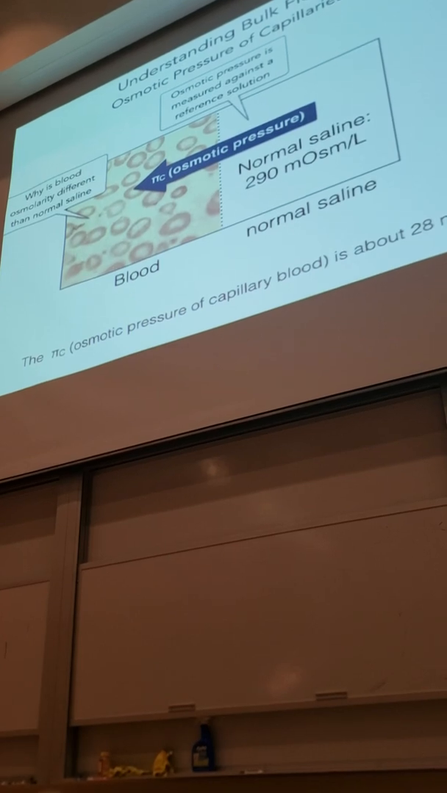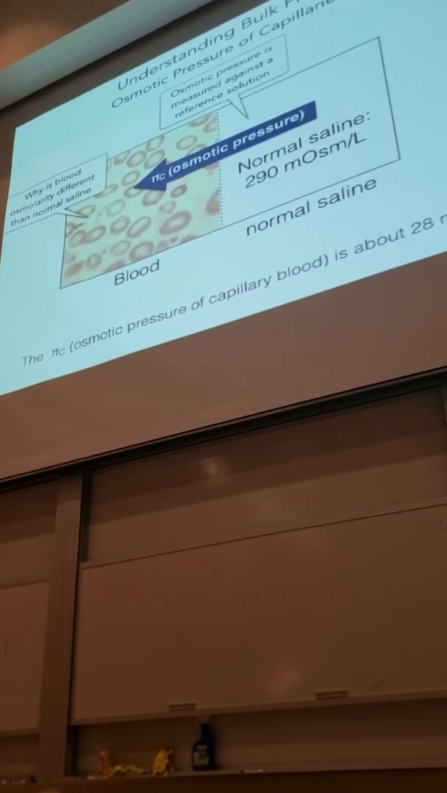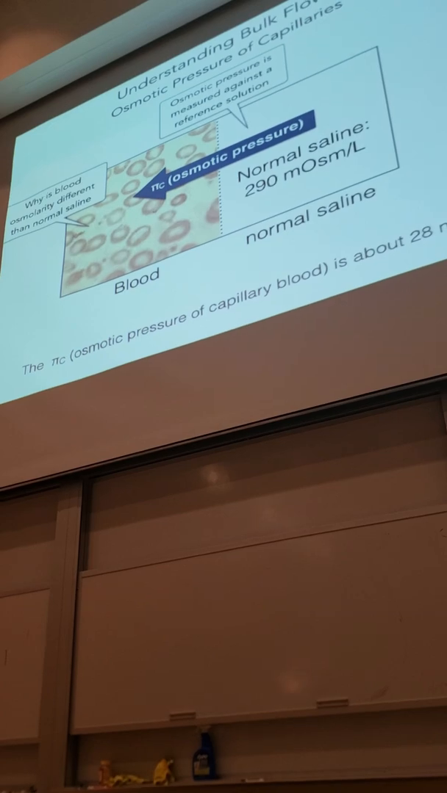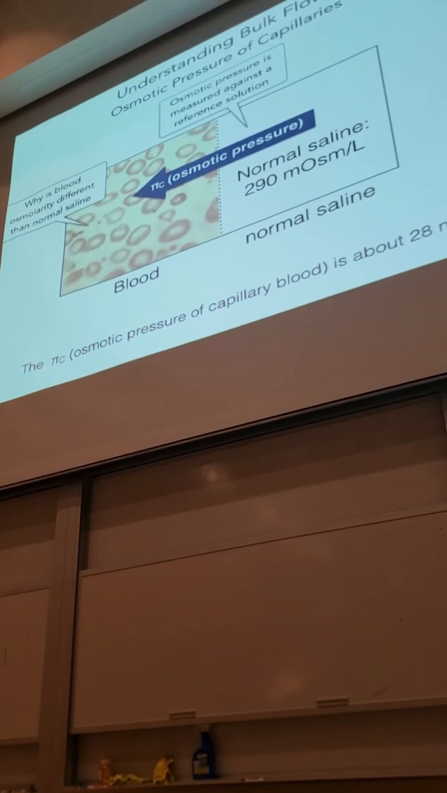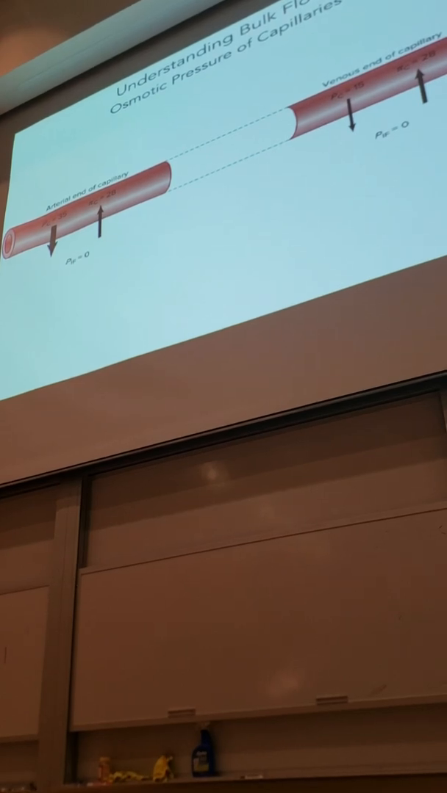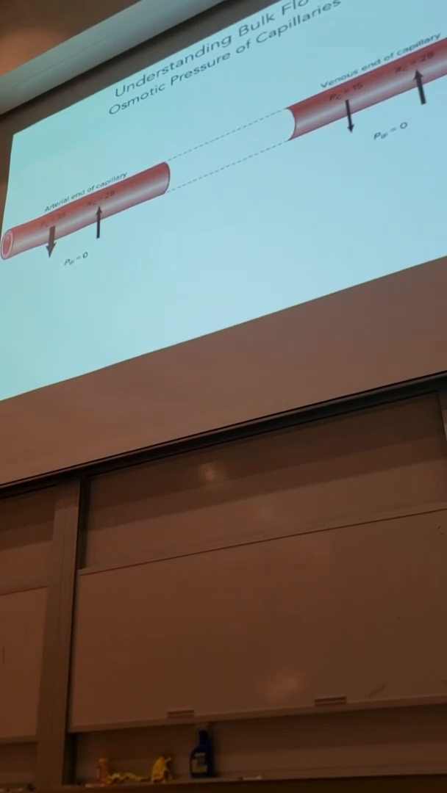And relative to our reference solution, we've got a bunch of ions, right? Mostly sodium chloride, proteins and other things as well. Okay. So we have an osmotic pressure, right? So the way that we represent this is with pi C. Okay, so this is the osmotic pressure of capillary blood. Okay. All right, so we can identify those there. What this value is, about 28 millimoles per liter. Okay, so that's the osmotic pressure. This is the pressure that we can describe due to the plasma, including its proteins.